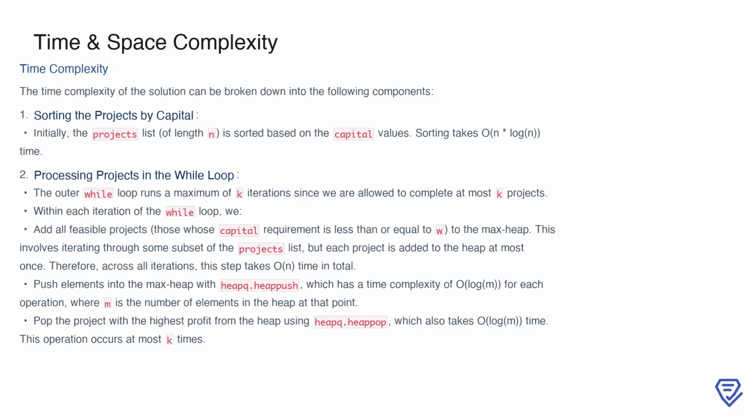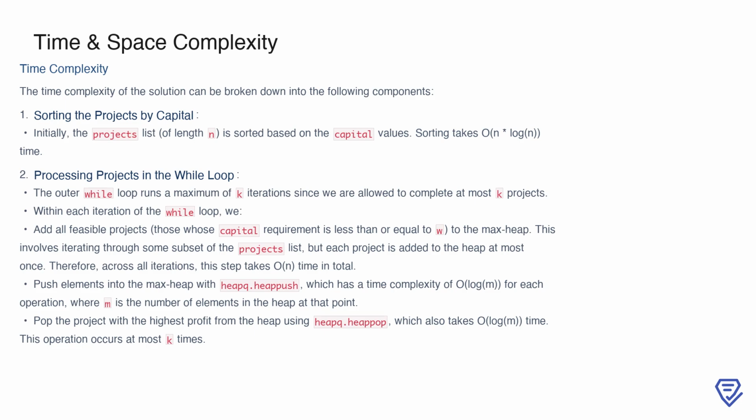During each iteration, we add all feasible projects, those whose capital requirement is less than or equal to the available capital W, to a max heap. While this involves iterating through a subset of the projects list, each project is added to the heap only once during the entire process, contributing a total of n time for this step across all iterations.